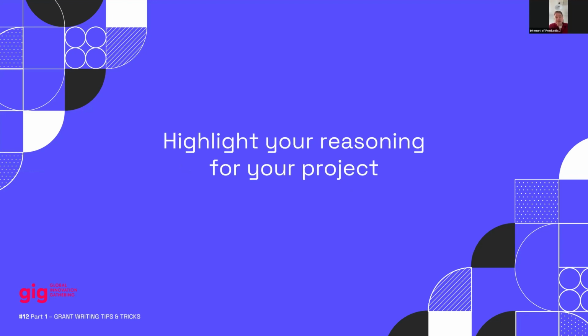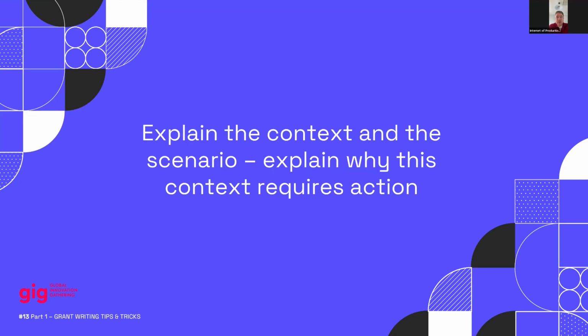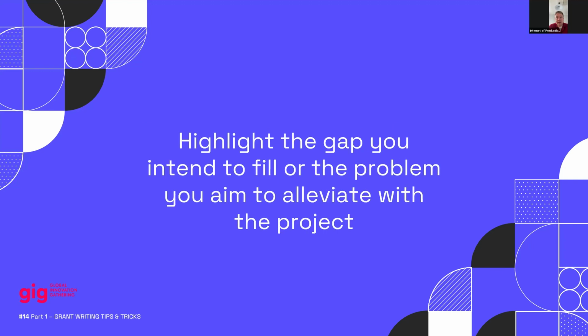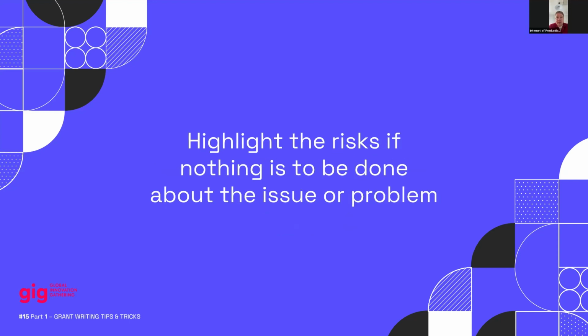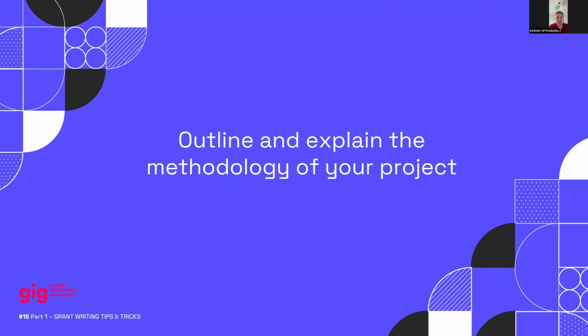You need to highlight the reasoning for your project. You need to explain the context in the scenario and why this context requires action. You need to highlight the gap you intend to fill or the problem you intend to alleviate with your project. Highlight the risks if nothing is to be done about the issue or the problem: what might happen in the future if you don't do this work. You can outline and explain the methodology of your project. And I'm going to be talking a little bit more about some approaches that I use on this during the session.